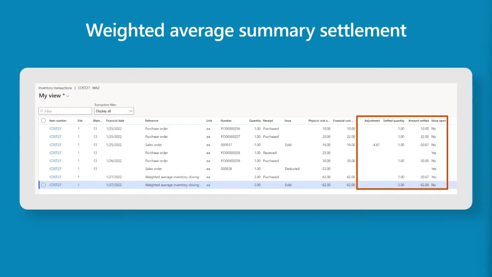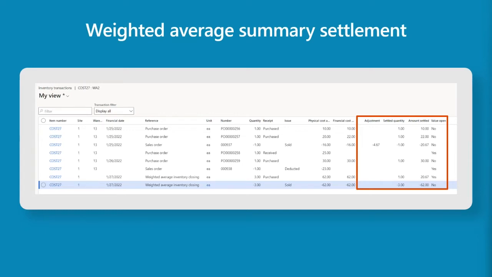After you run the inventory close, you can see that the system has created settlements and adjustments and marked the inventory transactions as fully settled. The sales order transaction has been adjusted to $20.67, which is the average value of all of the financially closed receipts that occurred throughout the period. We did not have any inventory on hand at the beginning of the period, but if we had, its value would have been included in the average calculations.